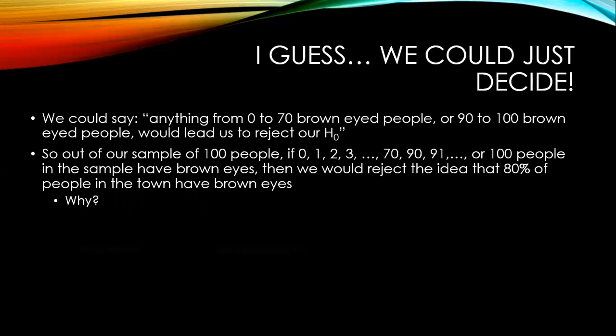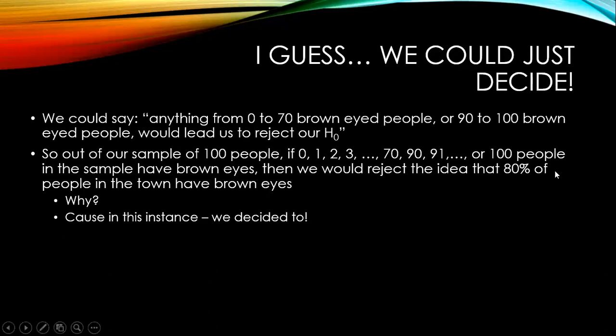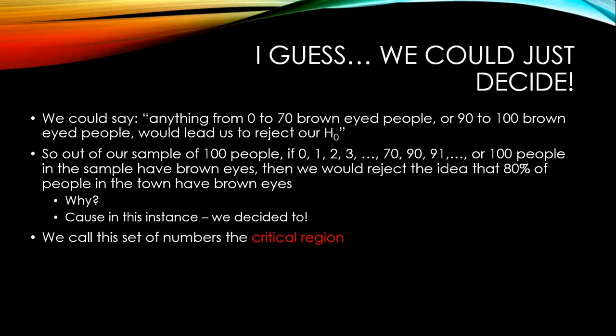And why? Because we chose to. As the statistician, you decided that to be the case. There's no mathematical reason why we did this. We're just saying, okay, in our investigation, let's just do this. Let's just say any of these numbers here, we're going to reject H0 for these numbers. No scientific reason why we've done this, but let's just go with the flow and say this is what we're going to do.